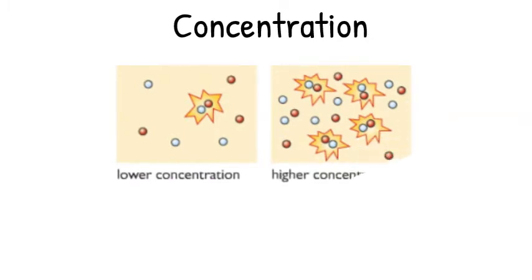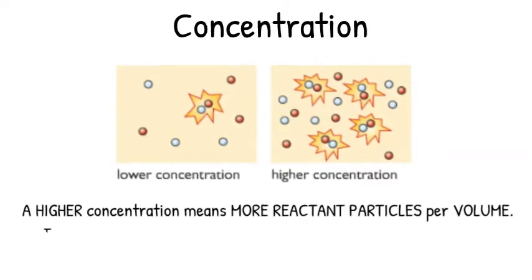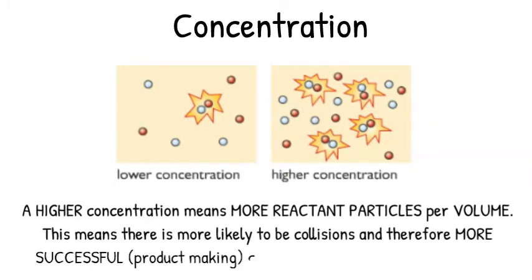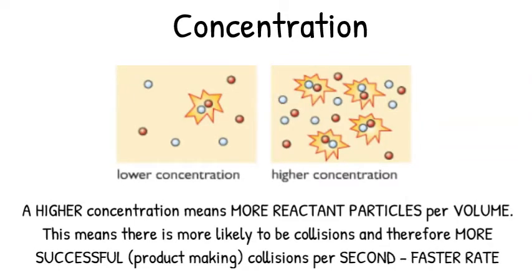Here's a diagram of low concentration on the left and high concentration on the right. In a lower concentration, we have fewer particles in the same volume, and in higher concentration, we have more reactant particles in the same volume. If we have more reactant particles in the same volume, that means we've got more chance of a successful collision, and therefore a higher frequency of successful collisions, meaning a faster rate of reactions. Please note, the per volume and the per second are really important when discussing reaction rate and concentration.